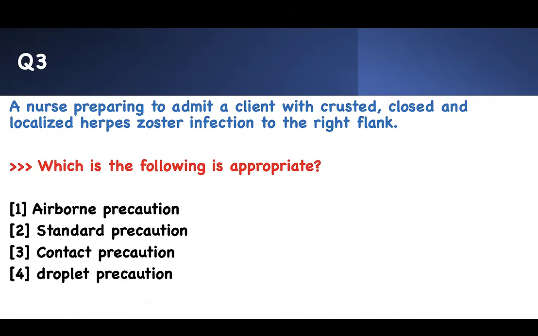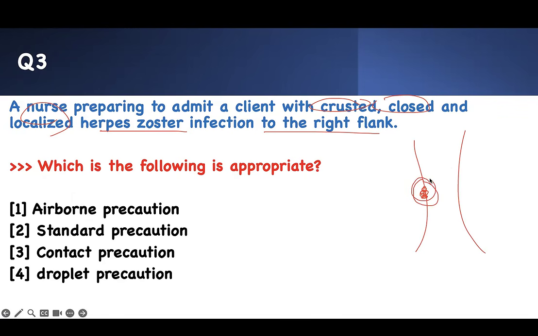Number 3, this is the same thing. And then prepare to admit the client with what? There's a buzzword there. Crusted, number 1. Closed, number 2. Localized herpes zoster infection in the right flank. That means if this is the patient, there is a herpes zoster infection. This is localized, is closed, and is crusted. Which of the following is appropriate? What do you think?